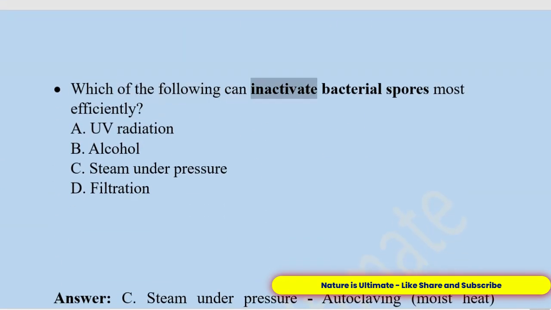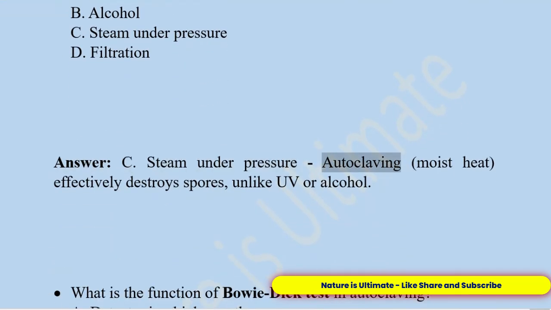Which of the following can inactivate bacterial spores most efficiently? A. UV radiation. B. Alcohol. C. Steam under pressure. D. Filtration. Answer: C. Steam under pressure. Autoclaving, moist heat, effectively destroys spores, unlike UV or alcohol.